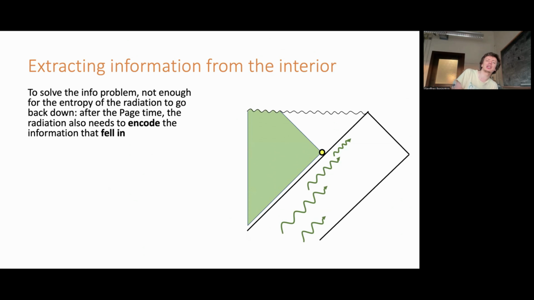So if we want to really solve the information problem, then it's not enough for the entropy of the radiation to start going down. What we also need to have is that the radiation needs to start carrying information about matter that fell into the black hole. If this doesn't happen, then the evolution will be noiseless, but it won't be one-to-one. It won't be unitary. It will map lots of different initial states with different matter configurations to the same final state.